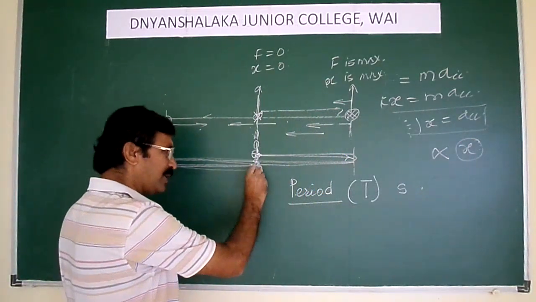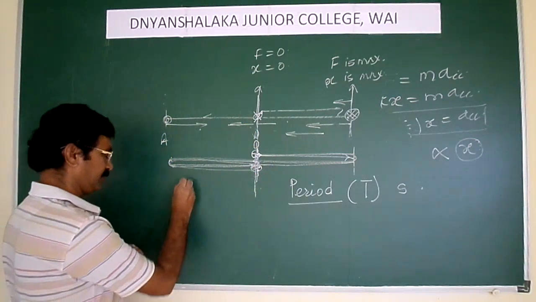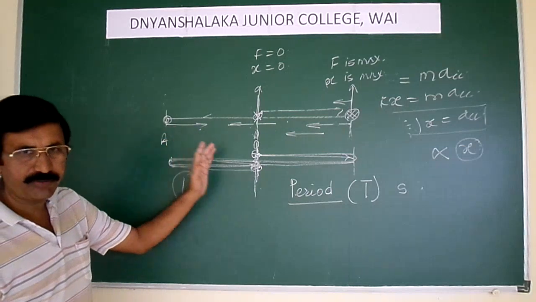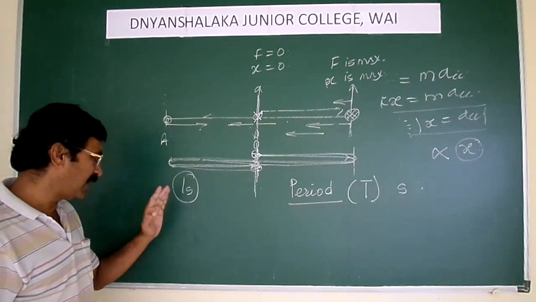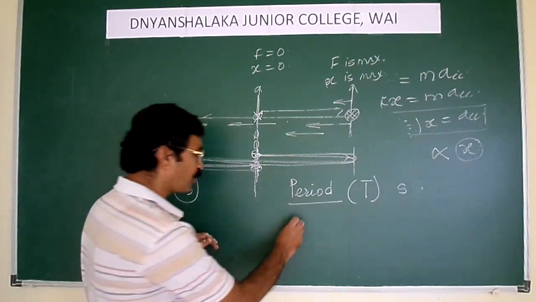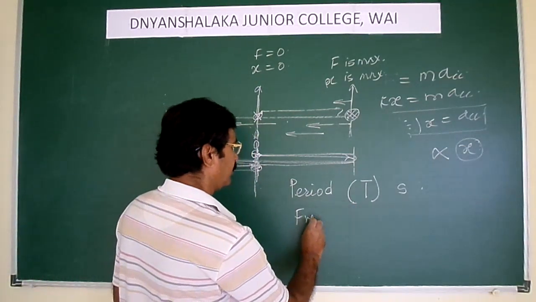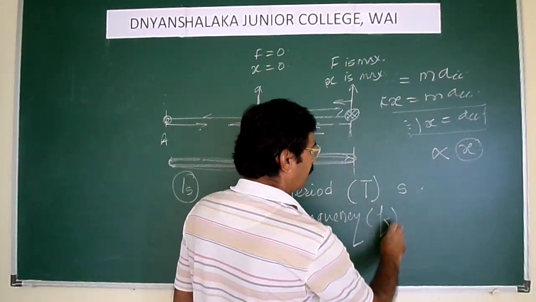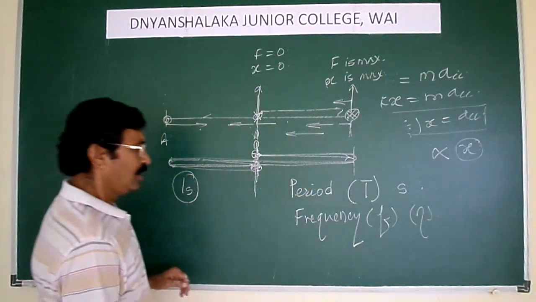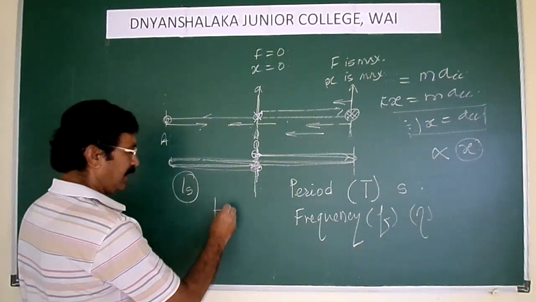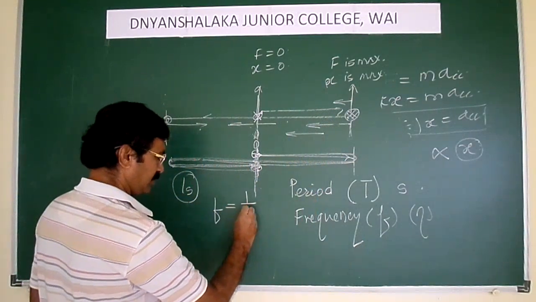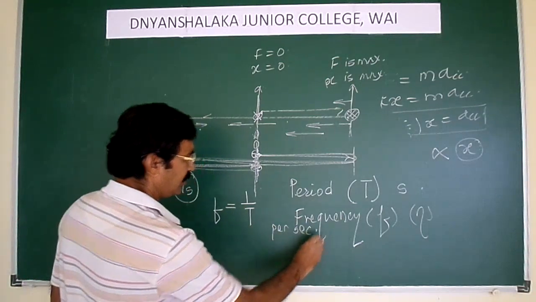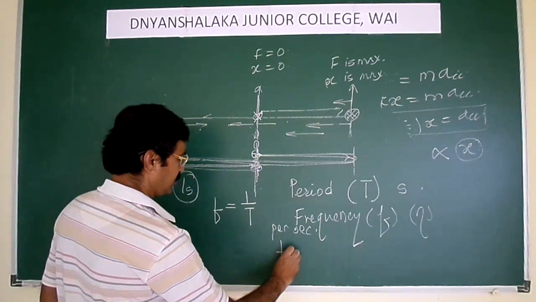The number of such vibrations performed in 1 second, the number of vibrations or oscillations performed in 1 second, is called its frequency. We can denote it by f or by eta. So frequency f is the reciprocal of the period. We can measure it as per second or hertz, Hz.